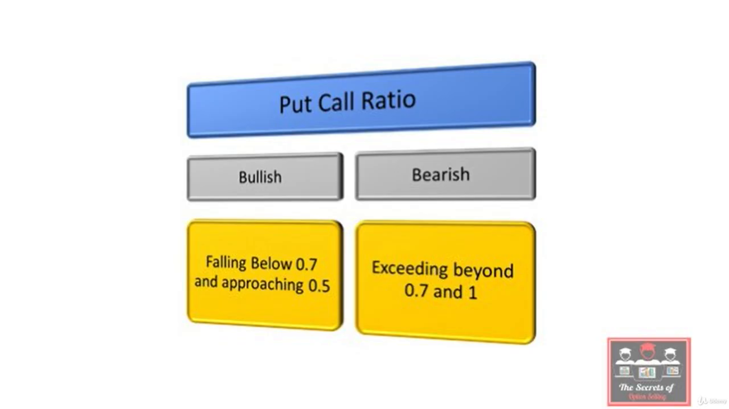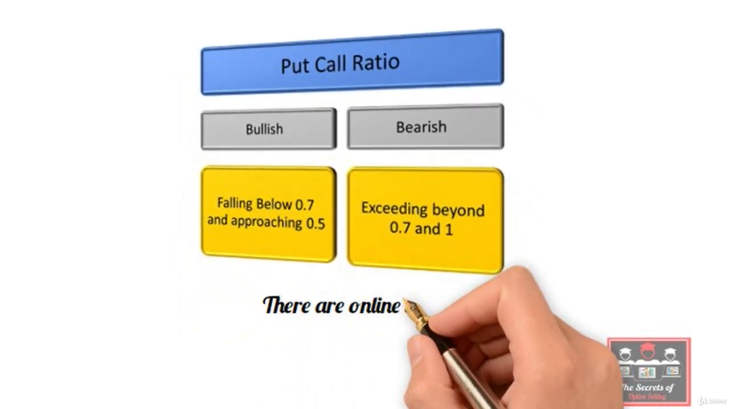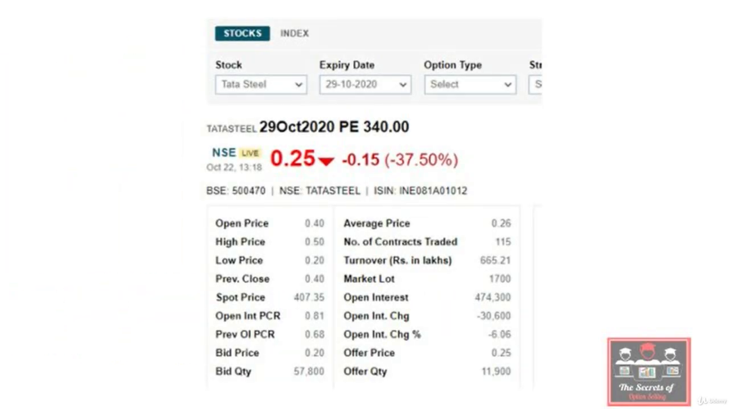One way to calculate PCR is dividing the open interest in a put contract by the open interest in the call option at the same strike price and same expiry date on any given day. It can also be calculated by dividing put trading volume by call trading volume on a given day. There are online sites that give the ready PCR ratio, for example indiainfoline.com. You can also search it out on moneycontrol.com. PCR for Tata Steel on 22nd October for the 340 strike put was 0.81, which means there are almost more people selling this specific contract and indicates a bearish trend for Tata Steel.